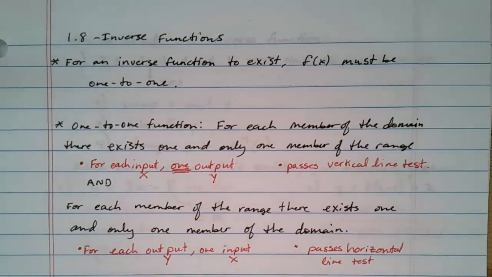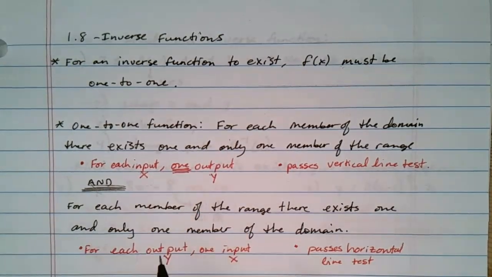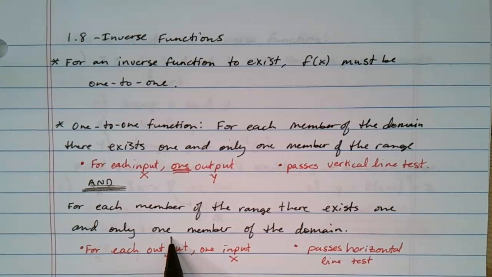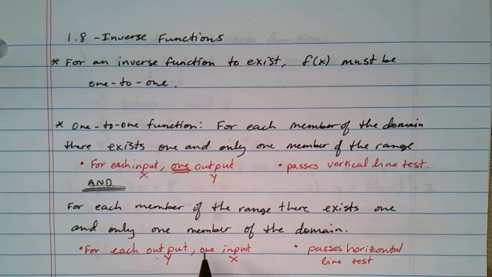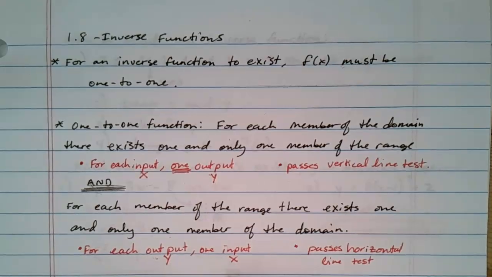That is a function. For a function to be one-to-one, it has to meet that definition, and it has to meet this definition, which is for each member of the range, there exists one and only one member of the domain. In plain English, that means if you have an output, if you pick something from your output list, you only get one input. Visually, that means it's going to pass the horizontal line test.